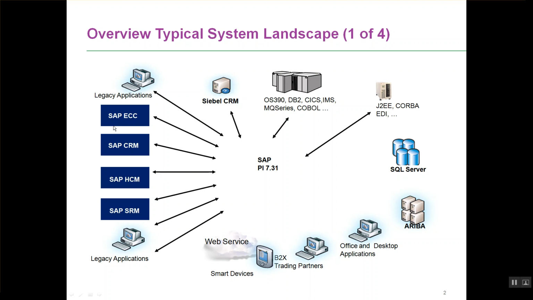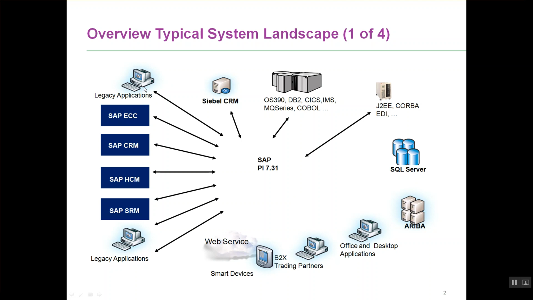So in a typical customer landscape, you would have multiple different types of applications. You will have SAP applications, and you would have non-SAP applications. You can have an SAP ECC, an SAP CRM, an SAP HCM, an SAP supplier relationship management for vendor management, and SAP HCM for human capital management, or for your employee payroll management. For your customer relationship, you use your CRM, and for your core enterprise functionality, you use ECC.